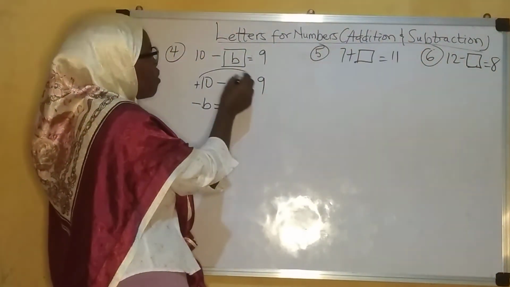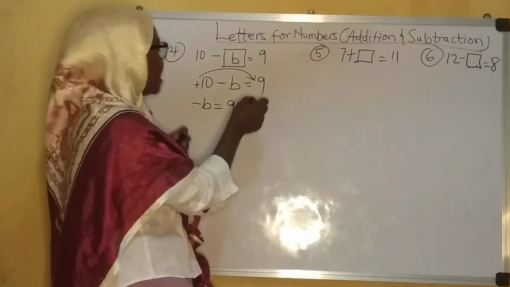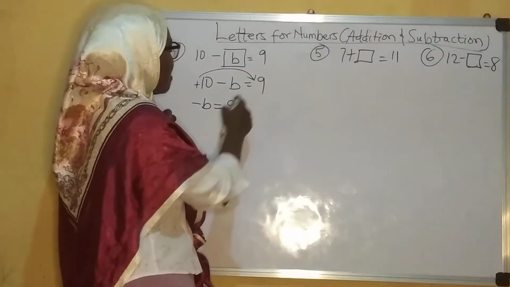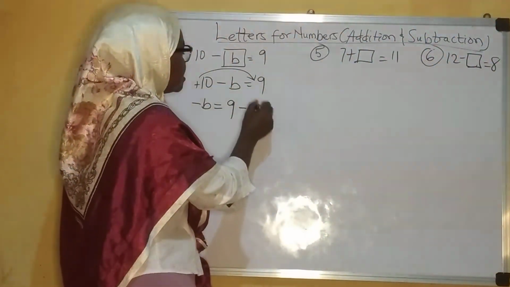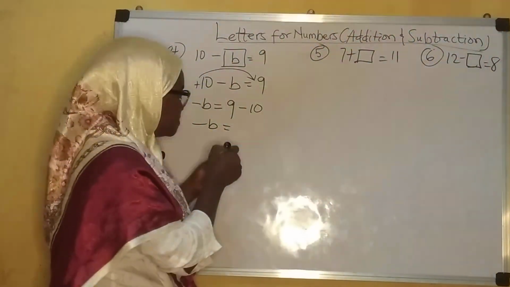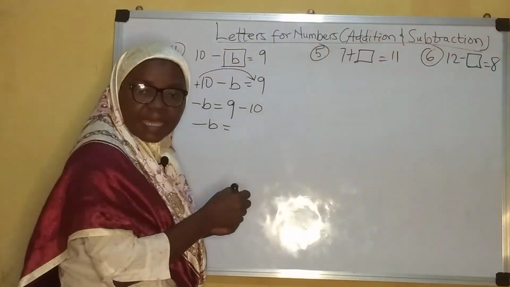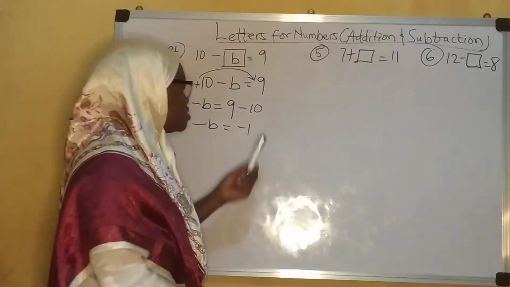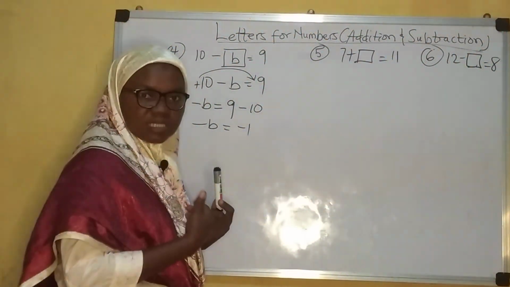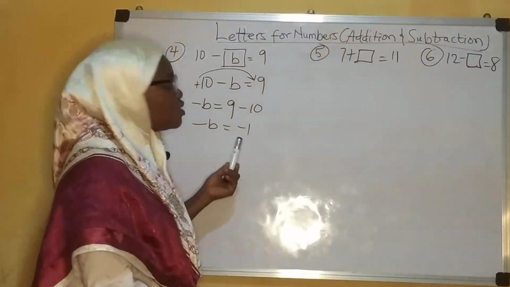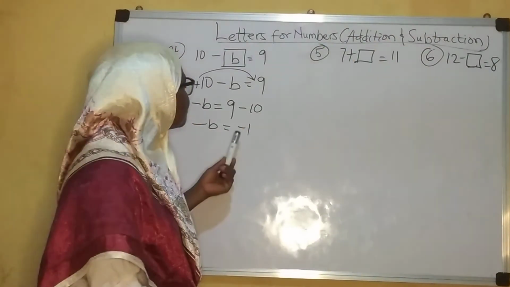meaning that this positive 10 will go and meet the other number that is there, and by the time it moves, it changes the positive sign to a negative sign, meaning that I'll have 9 minus 10. Is that clear? So here I have minus b equals 9 minus 10, which is minus 1. Why is it minus 1? Because you are owing somebody 10 and you have just 9. By the time you pay the person 9, you are still owing that person 1 more, and that is minus, because you are still owing.